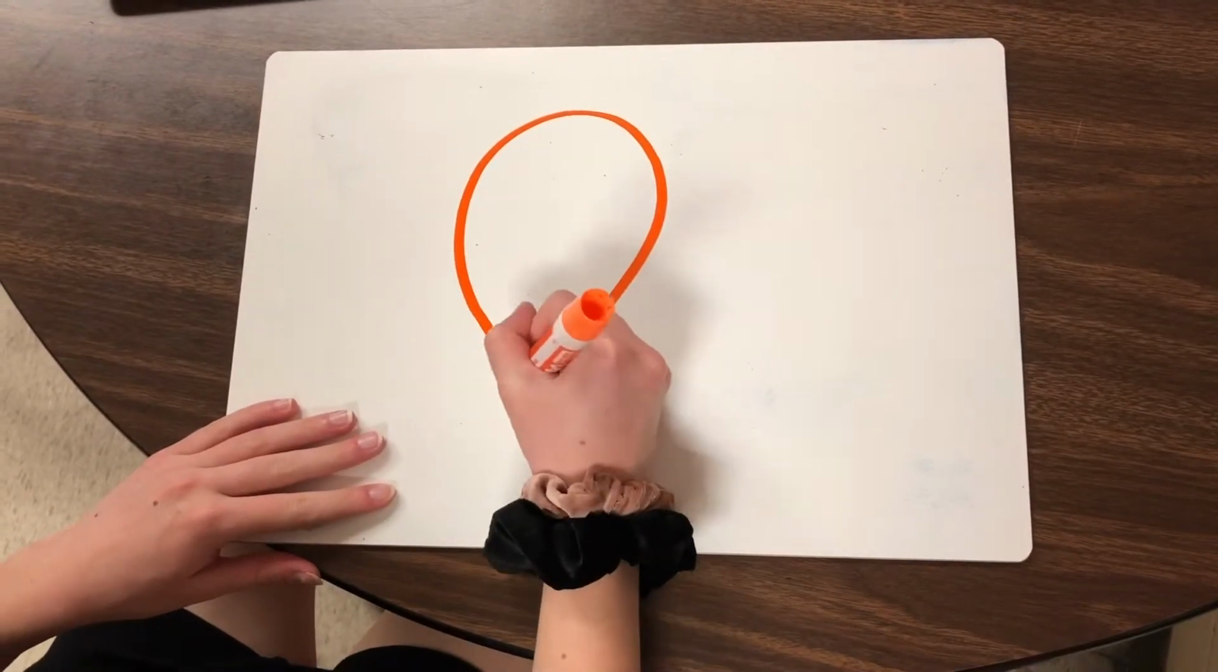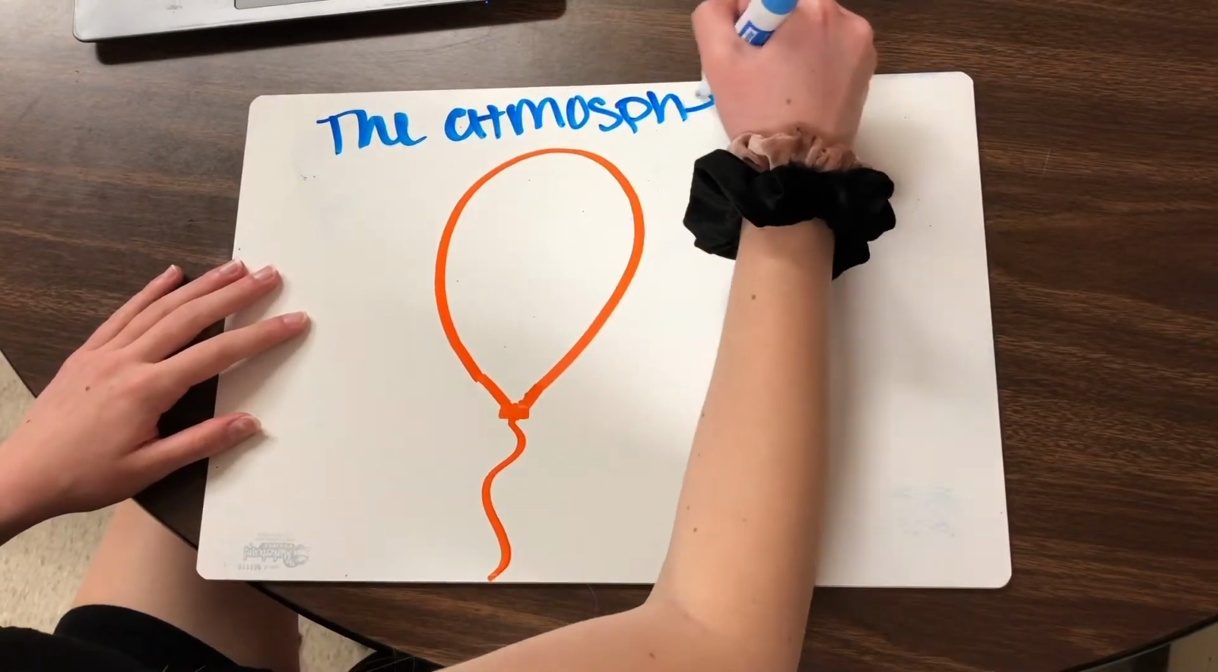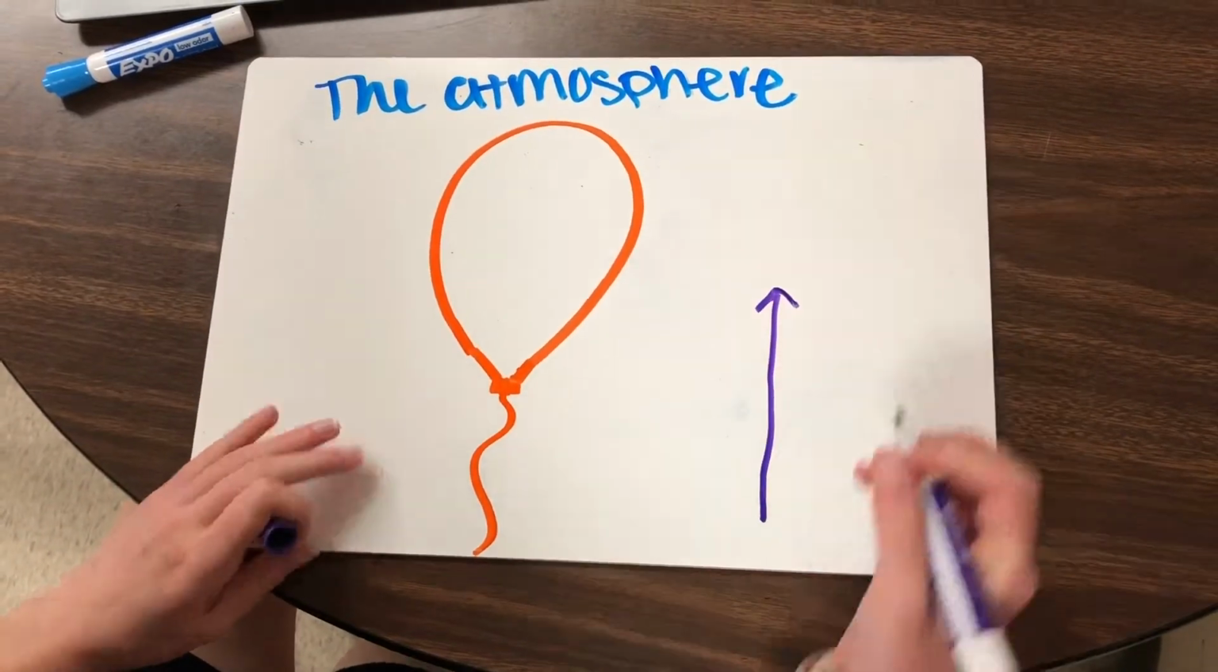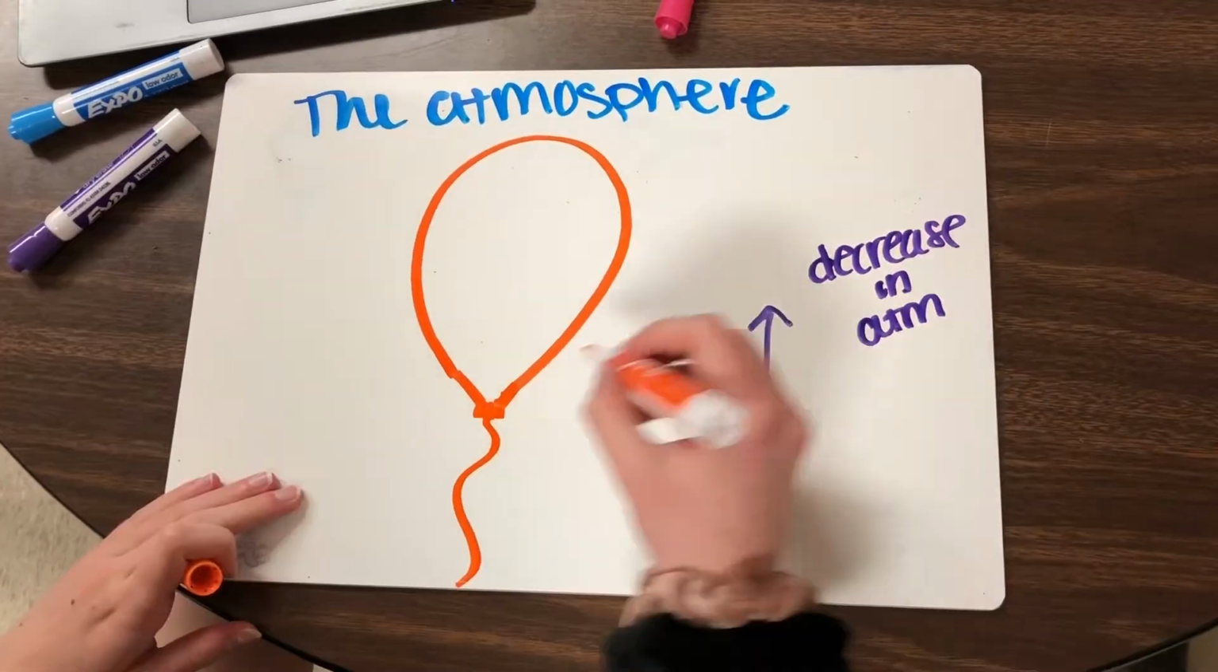One of our first examples is a balloon flying up into the atmosphere. As the balloon gains elevation, the atmospheric pressure decreases, and therefore the overall volume of the balloon increases.